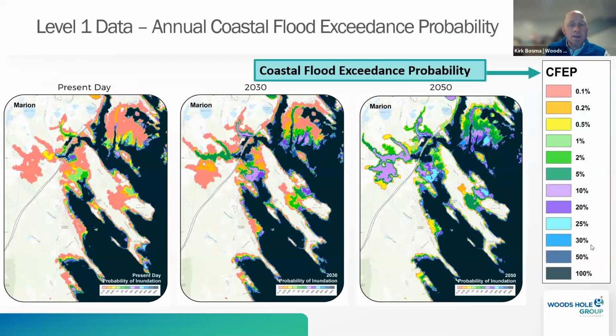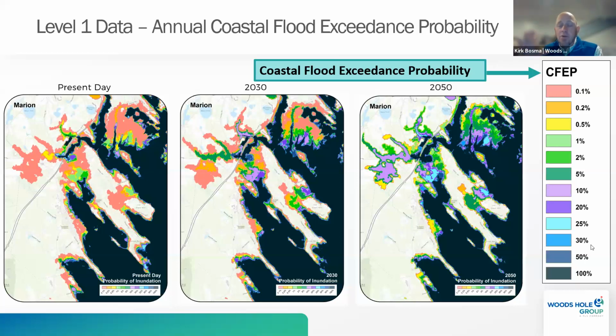So again, that level 1 data, there's that coastal flood exceedance probability, or the annual exceedance probability. And it's available present day, 2030, 2050, 2070. It covers the full distribution of risks. That means a 1% annual chance that you're going to get flooded in that area. So if a storm comes through at that time frame, there's a 1% chance you're going to get water in that location. It's akin to a 100-year water surface elevation.